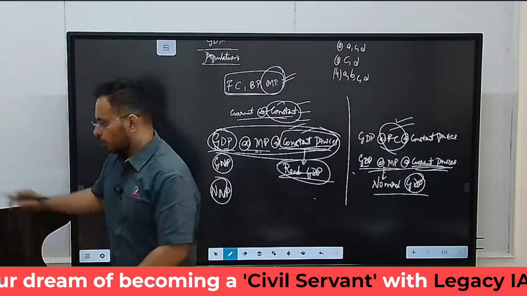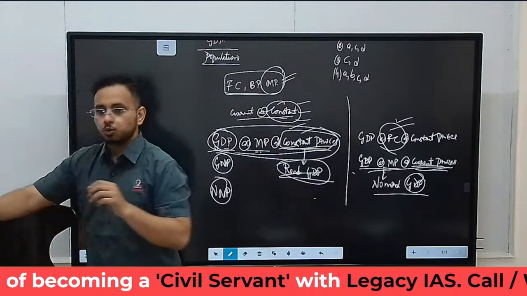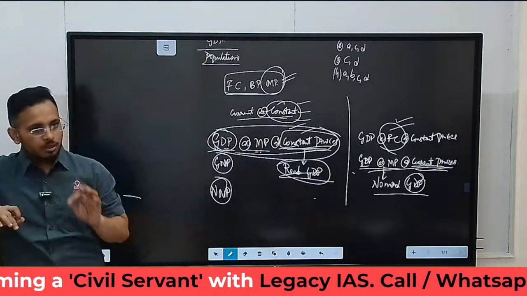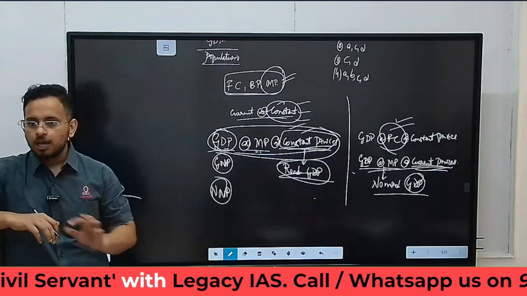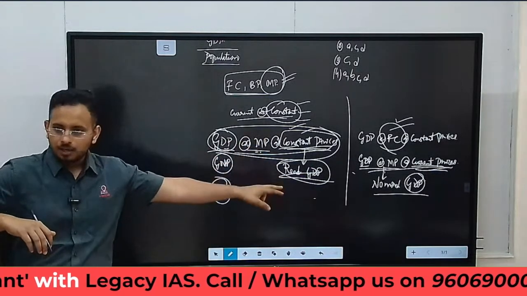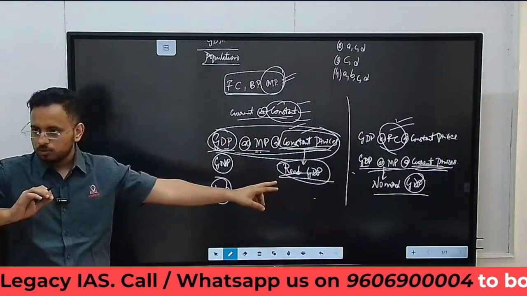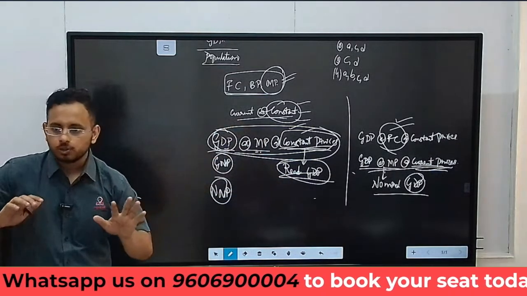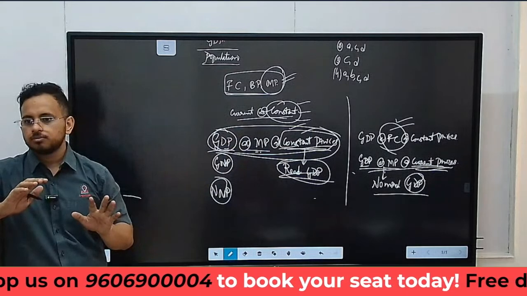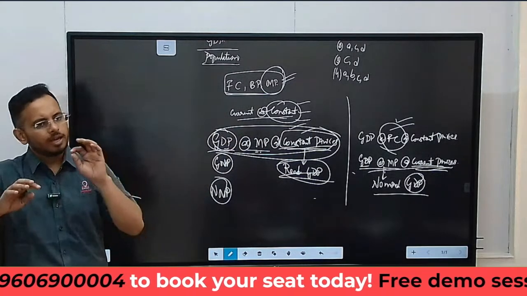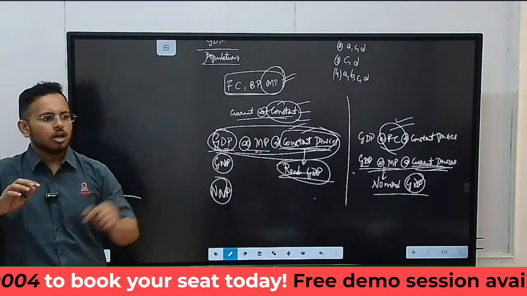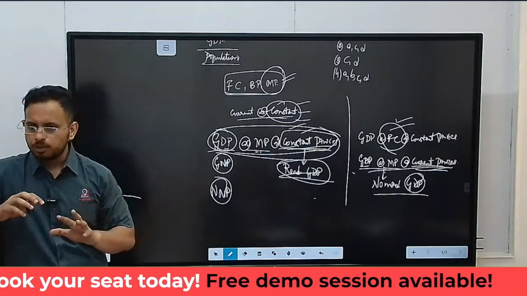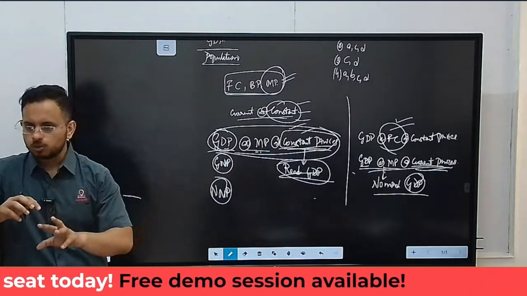Everywhere from now on, you will hear these two terms, nominal versus real. Nominal will take inflation into account. We'll talk about inflation. Real will not take inflation into account. This is the standard definition wherever you find nominal and real: nominal GDP, real GDP, nominal growth rate, real growth rate.